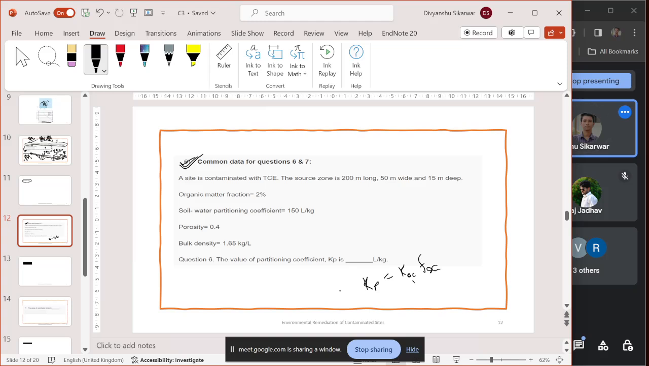Try to solve this. I will ask the answer. Take 3 minutes.